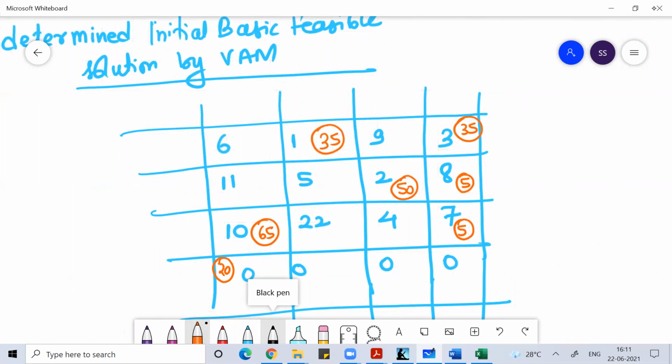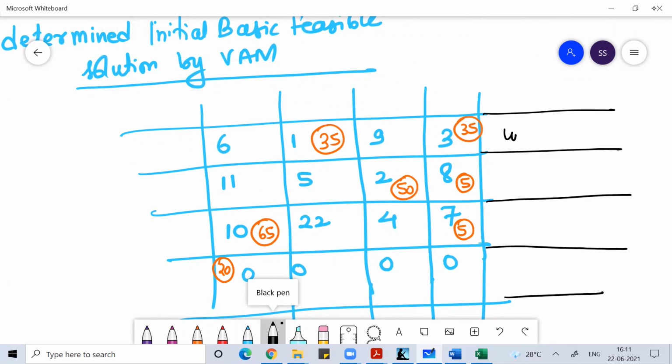If you see the test of non-degeneracy, you have 4 columns and 4 rows. So 4 plus 4, 8 minus 1, 7. Total allocation: 1, 2, 3, 4, 5, 6, 7. Total allocation is 7, fine. So what we will do now, we'll check the test of optimality.